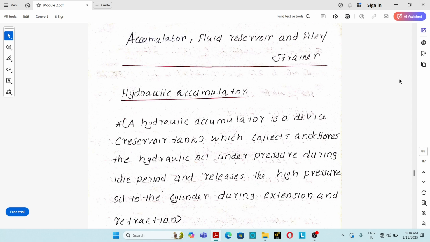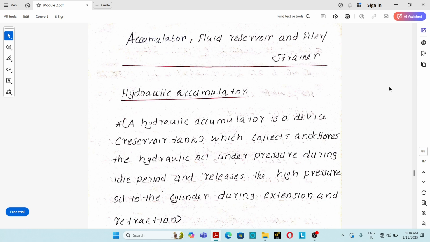Hi all, this is the fifth section of Industrial Hydraulics module number 2. In this section, we are going to discuss the importance of an accumulator in a hydraulic circuit, types of accumulators, and the applications of accumulators. So first of all, hydraulic accumulators.